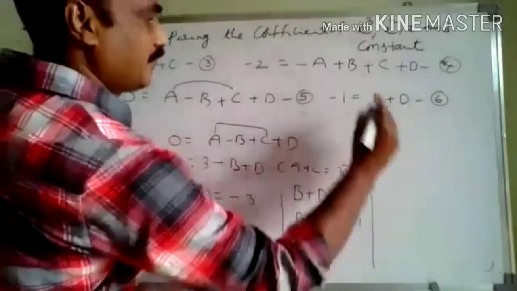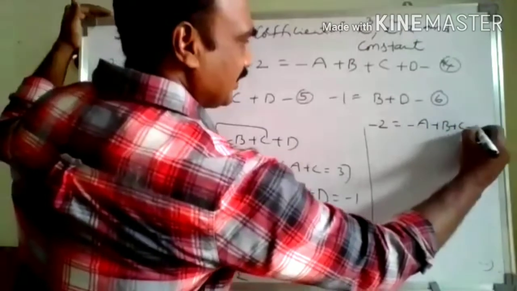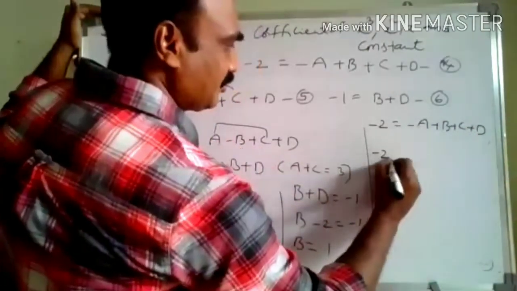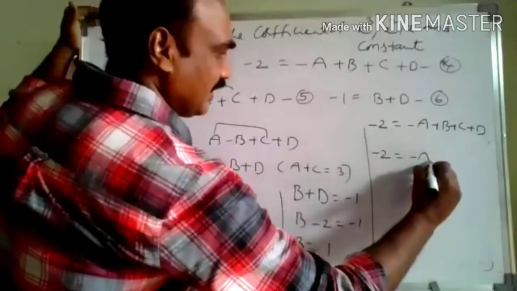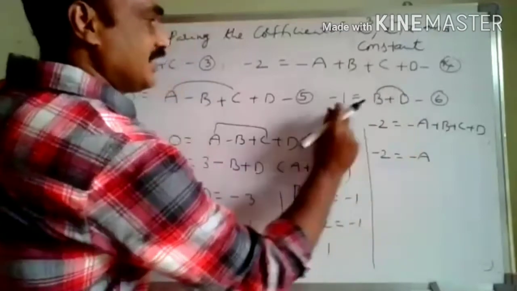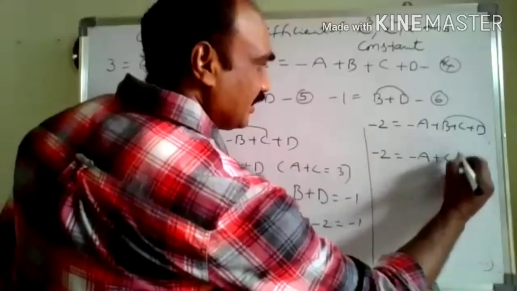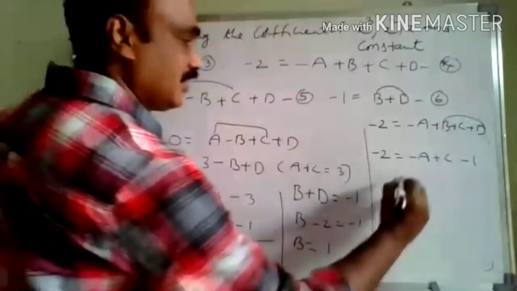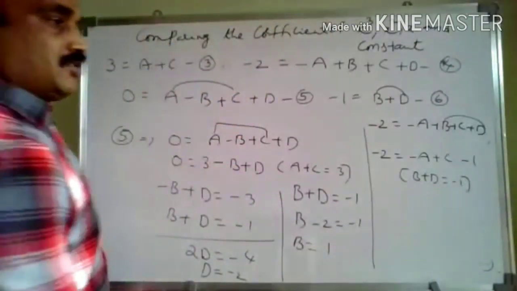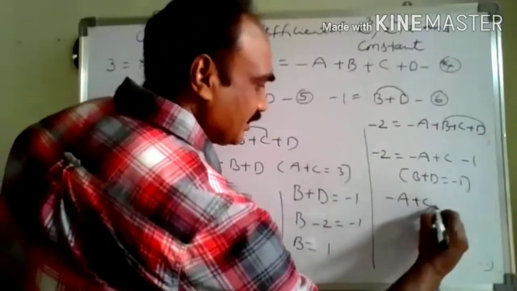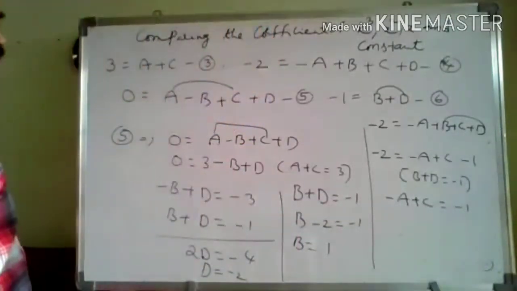Equation number 4. Minus 2 is equal to minus A plus B plus C plus D. Since B plus D is equal to minus 1, minus A plus C is equal to minus 2 plus 1, minus 1.